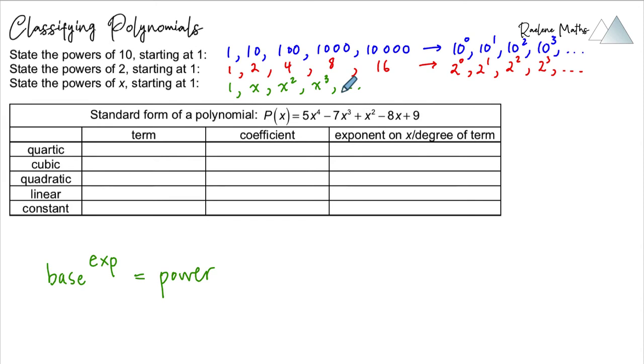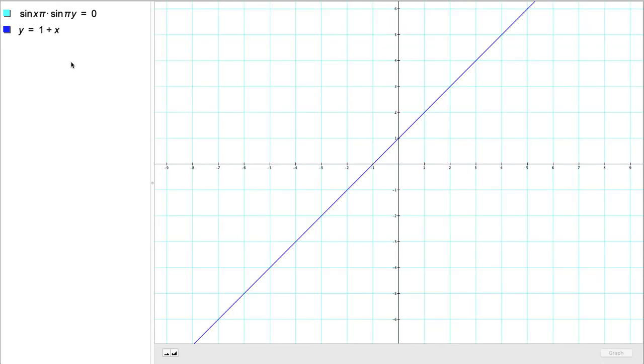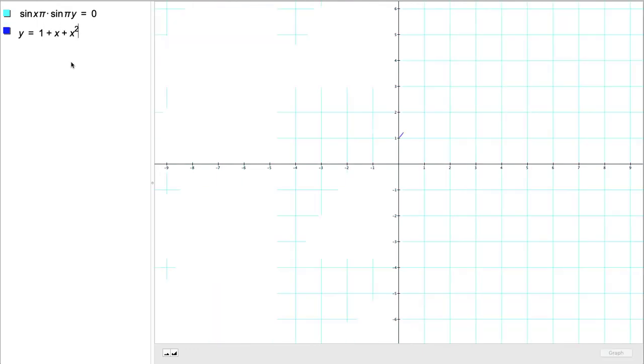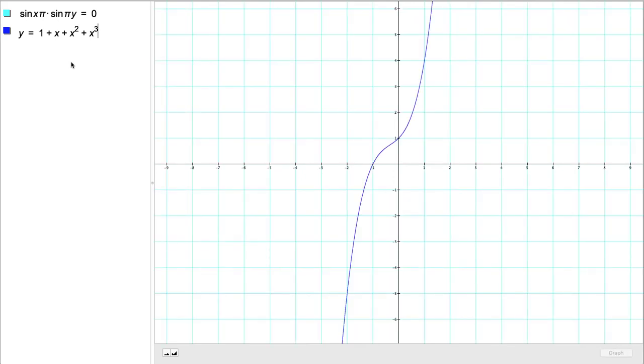So let's just take a look at a graph. I can have a graph of y equal to 1. I could add x. I could add x squared. And I can keep adding these power of x terms and creating polynomials. Now, I can also take these terms and multiply them by different coefficients.